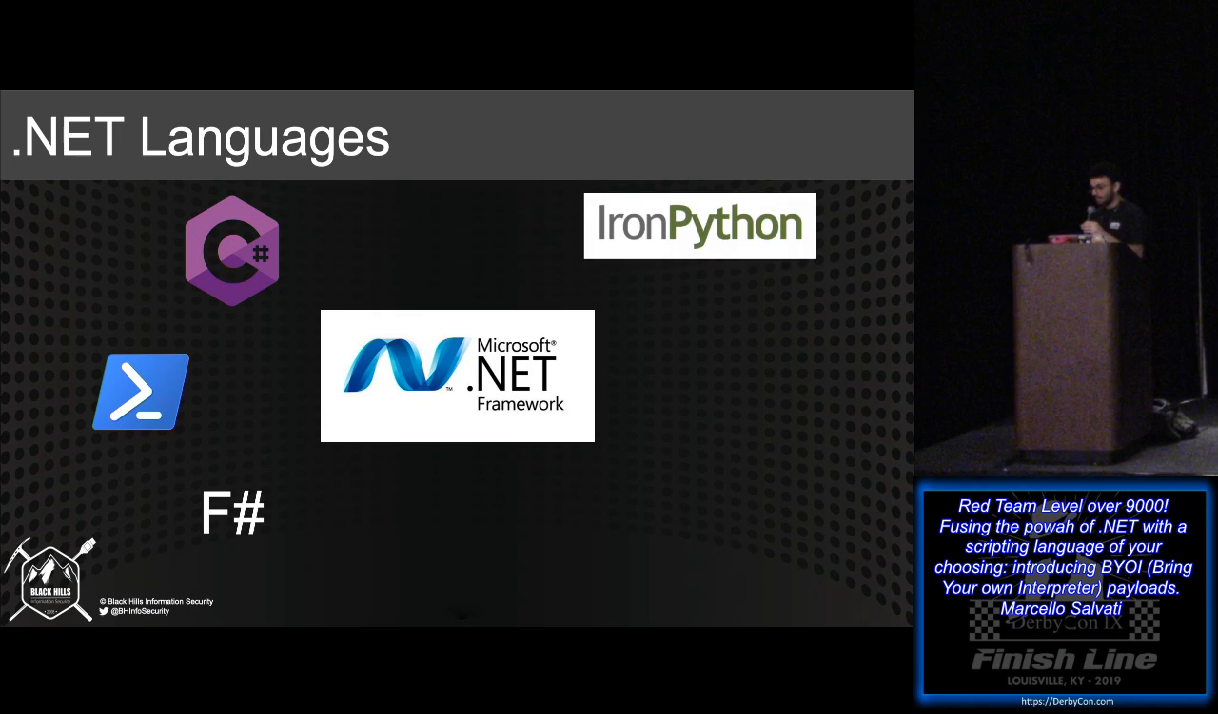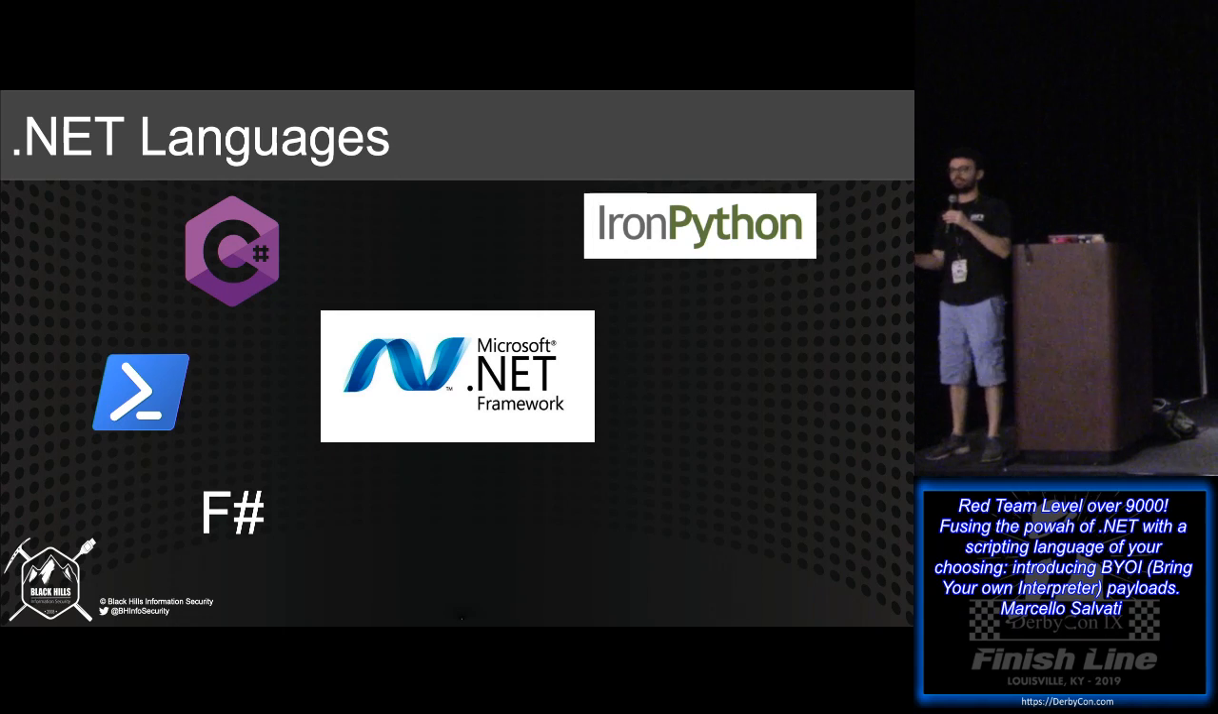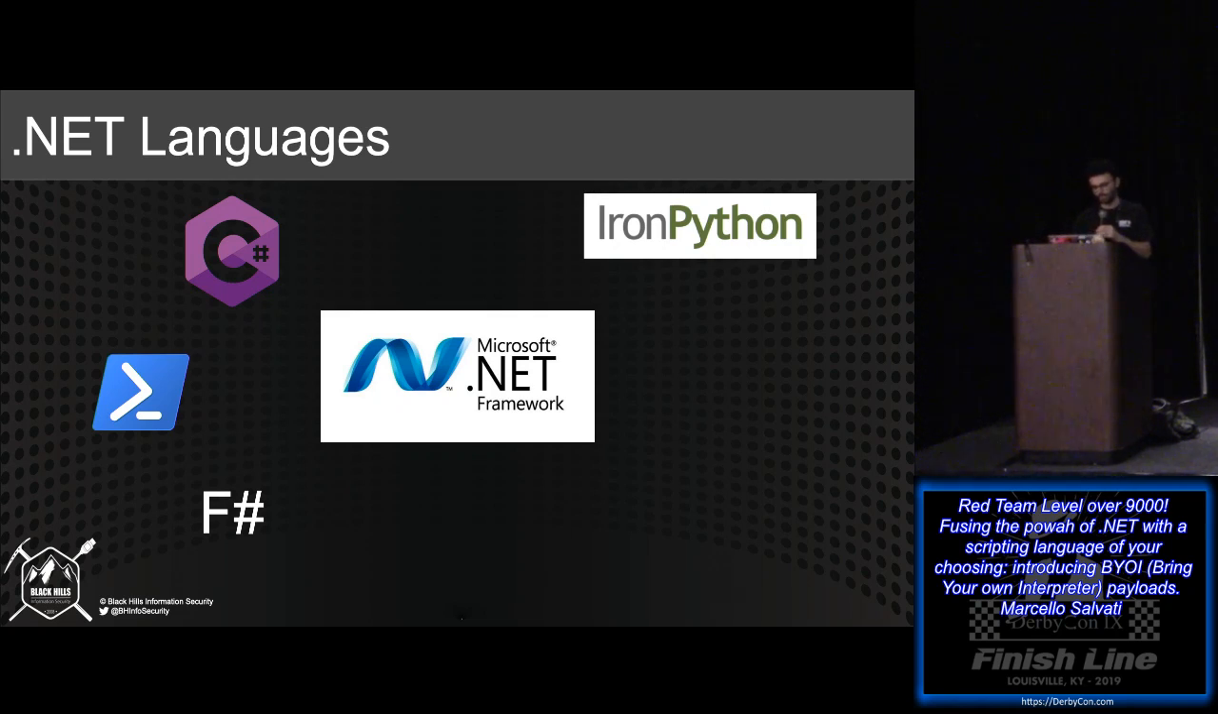But because it's a set of tools and infrastructure that you can use to build your own languages, there are a bunch of third-party .NET languages as well, like IronPython, for example. IronPython is nothing more than a Python implementation on top of the .NET Framework. Normal Python is CPython, which is built on C. IronPython is built on the .NET Framework. So they're two completely different beasts.